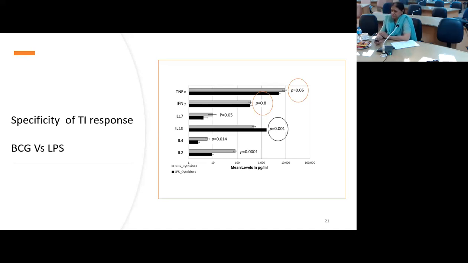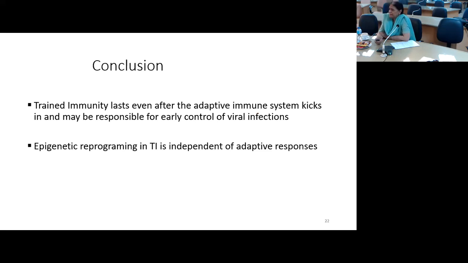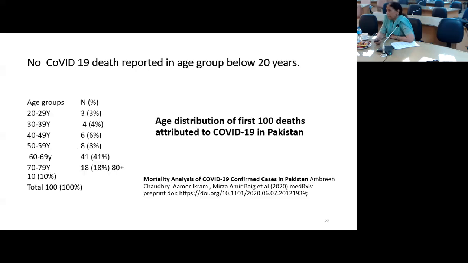So what do these findings tell us? It tells us two things. One is that epigenetic programming in trained immunity is independent of the adaptive responses, because by 28, you have a full-fledged adaptive immunity. And secondly, that trained immunity lasts beyond 5 years. And even after the adaptive immune system kicks in, it may be responsible for early control of viral replication, or any other bacteria that are replicating fast. So that's one place where it would be very useful.